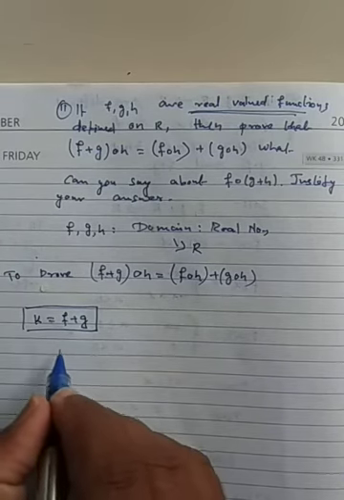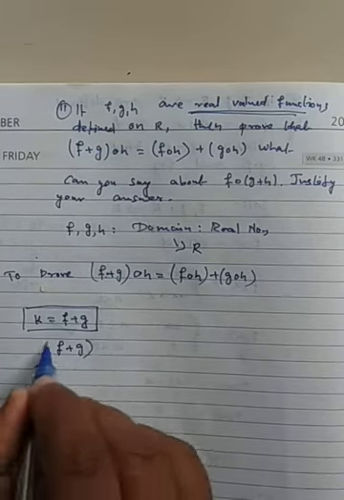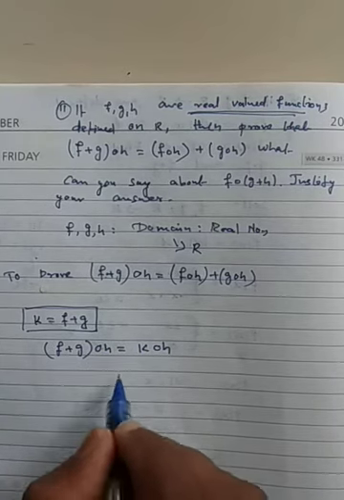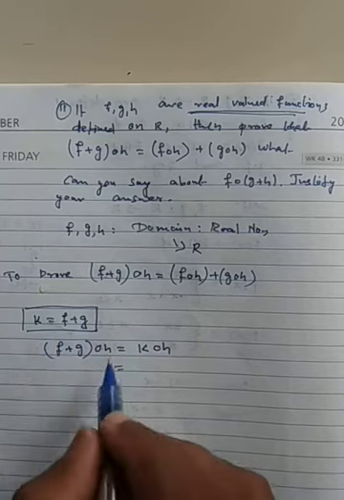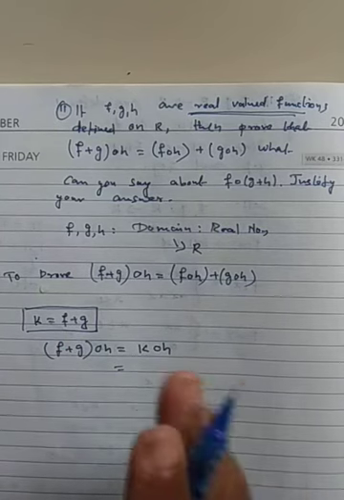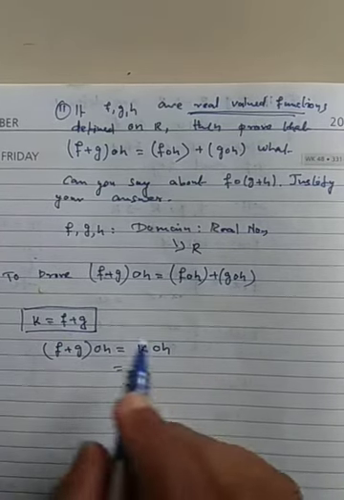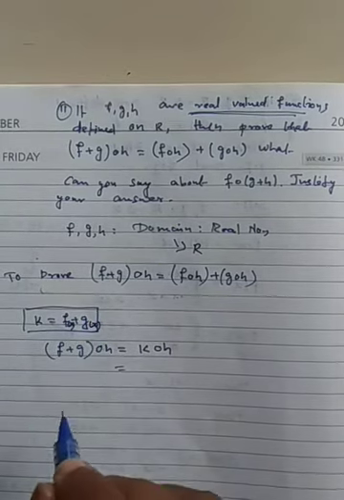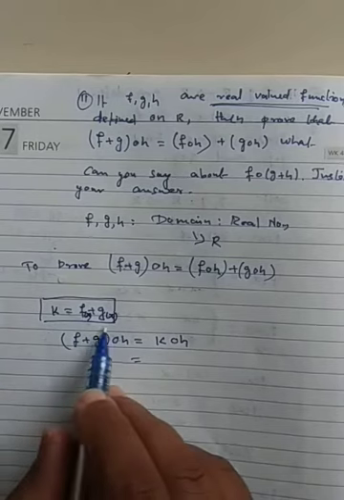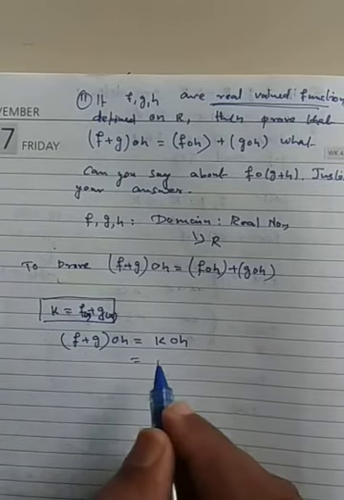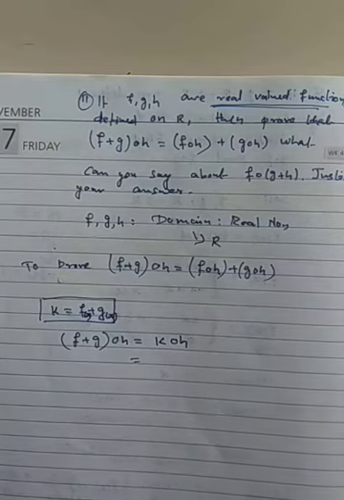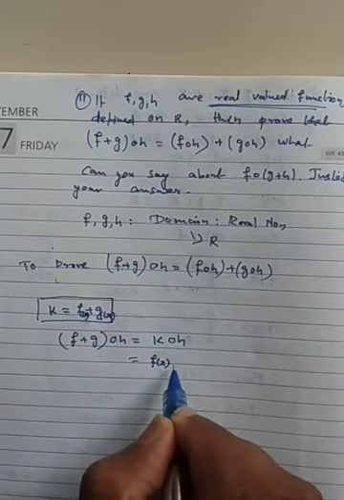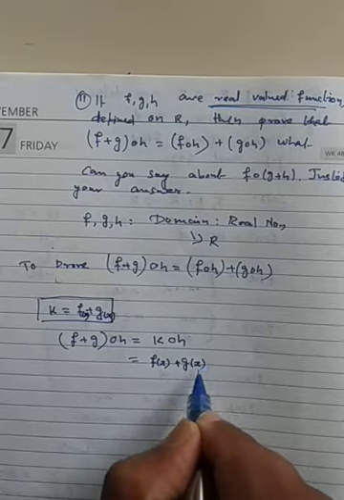That is, we are taking (f + g) circle h, which is nothing but k circle h. That k value we have already taken as f plus g. It's simple. Keep in mind, f of x and this is g of x. k is nothing but f of x plus g of x. So k is what you are going to take here: f of x plus g of x.